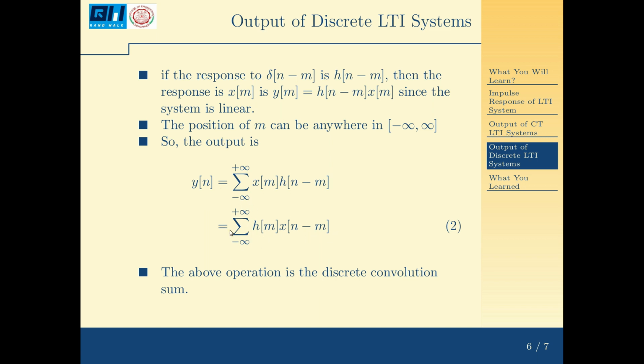The summation is in m, and the final sum is in n. So y[n] is the sum over m equal to minus infinity to infinity of h[m] x[n minus m]. This operation is the discrete convolution sum. In the continuous time case, it's a convolution integral. This is a convolution sum.